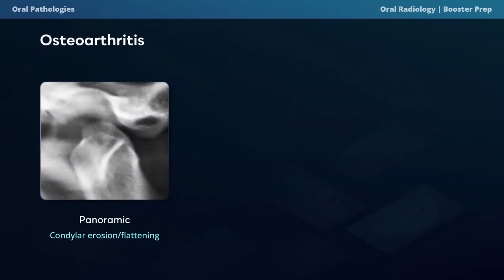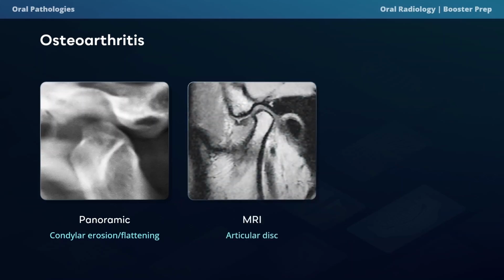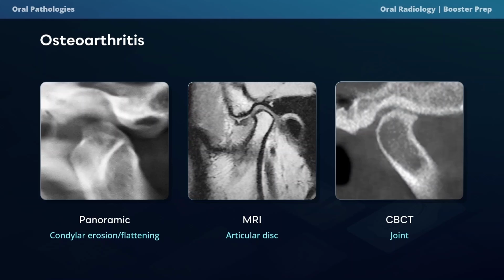A panoramic X-ray can also reveal signs of osteoarthritis like condylar erosion or flattening, but it's not the only imaging tool we rely on. For a better look at the articular disc, we turn to an MRI, which is a great tool for soft tissues since it can pick up on the subtle differences in water content and tissue structure. On the other hand, a CBCT gives us a detailed, high-resolution 3D view of hard tissues like bone, which makes it ideal for closely examining the joint itself.